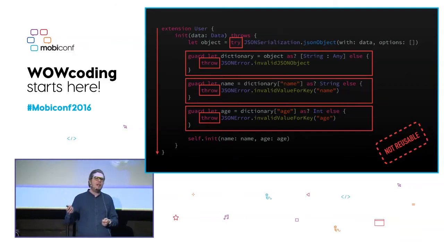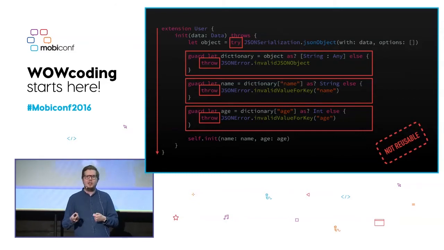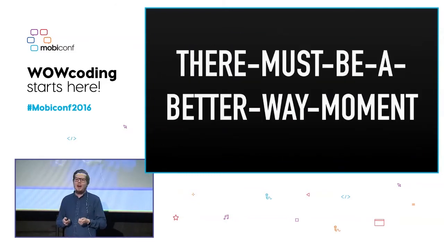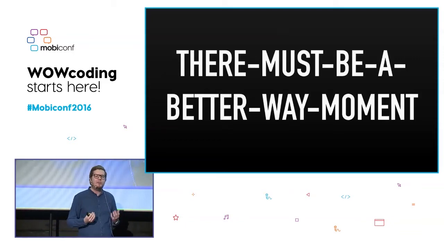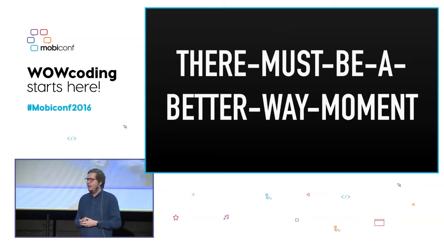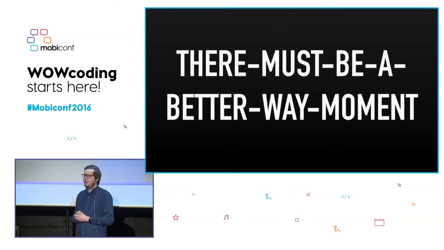So as I was writing code this way and dealing with my JSON just using this normal way, I kind of started to have a "there must be a better way" moment. I started to feel like this can't be the best way to deal with JSON in Swift. This cannot be the most optimal or most efficient. So there needs to be a better way to do it.